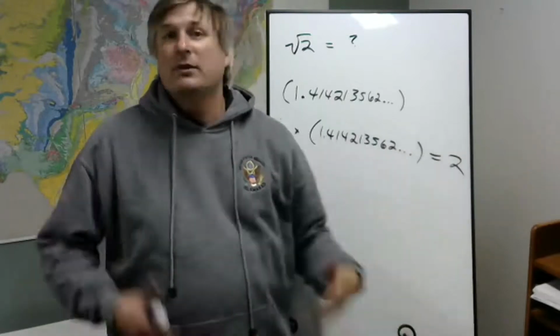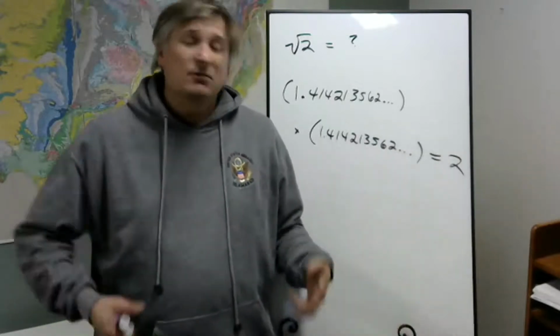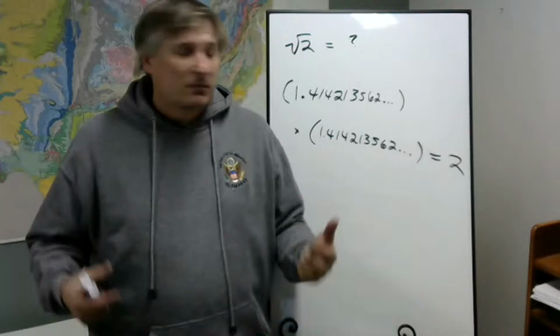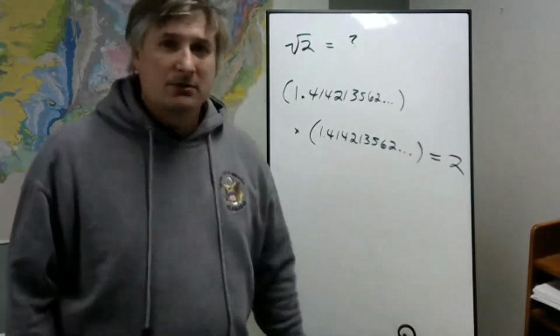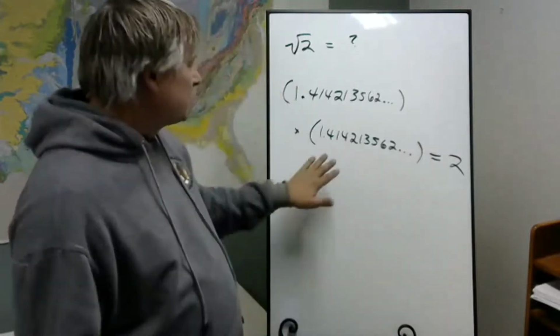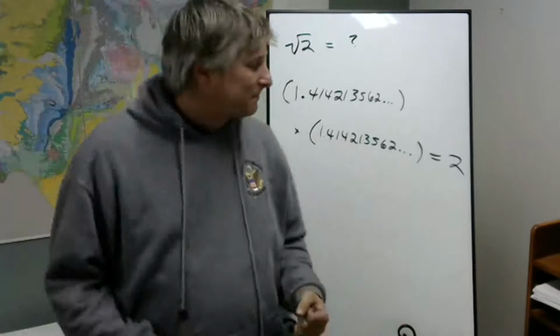0.66666666666 on and on forever, we can represent that as a fraction. It turns out 2/3 doesn't. This you cannot represent as a fraction. So that's why we call it an irrational number.